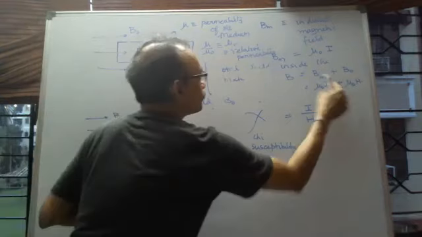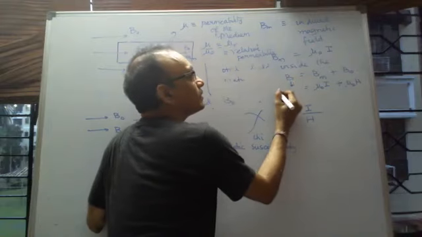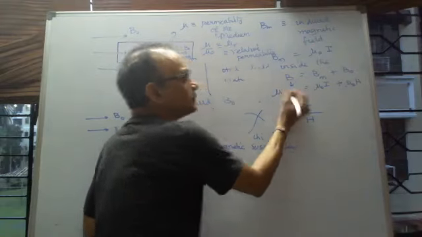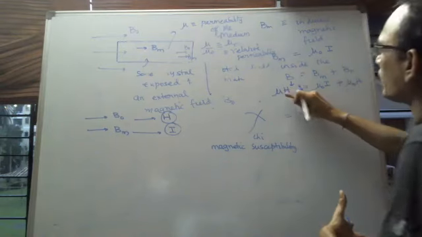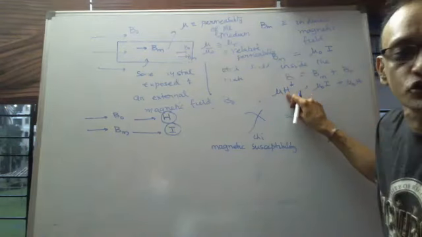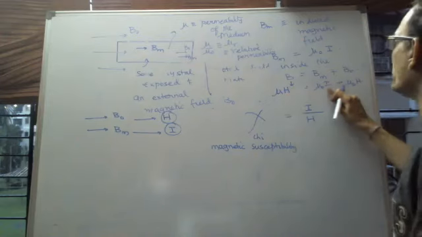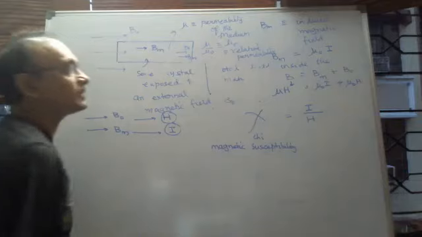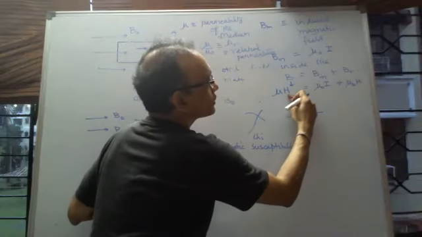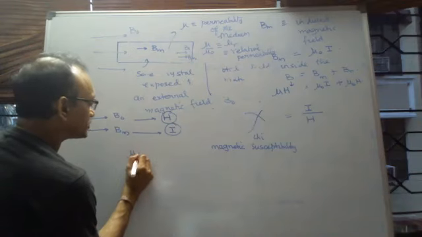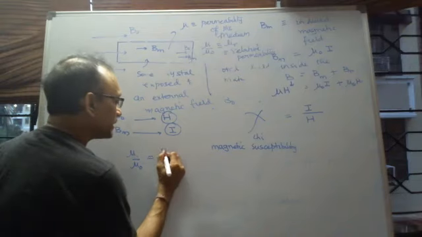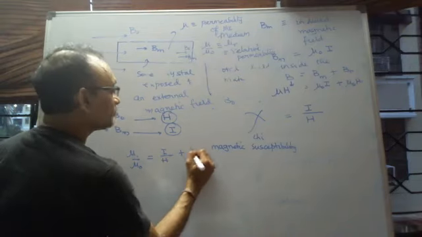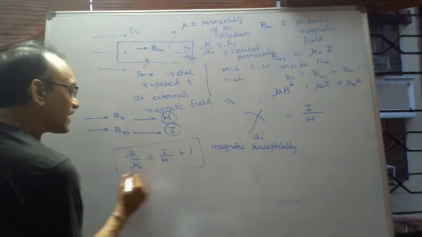B is the net magnetic field, so I have to use the net permeability of the material times H. B naught is mu naught H in air. But in the medium, we use mu instead of mu naught. So mu H is mu naught I plus mu naught H. Then I divide by mu naught into H. So mu by mu naught is I by H plus 1.